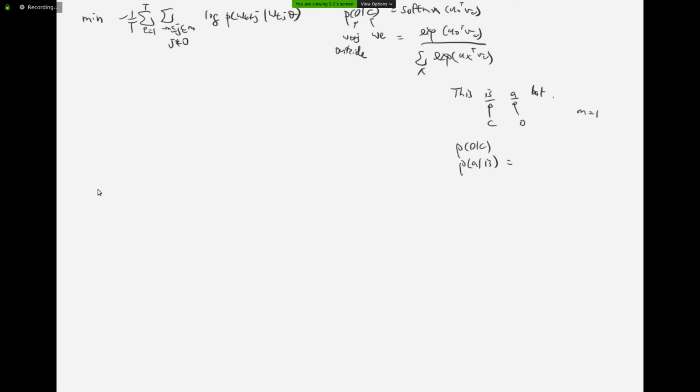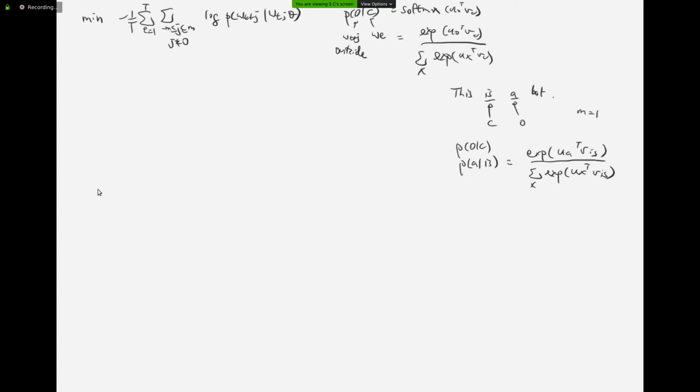basically exponential of u_a transpose v_is over the summation over x of exponential of u_x transpose v_is, something like that.